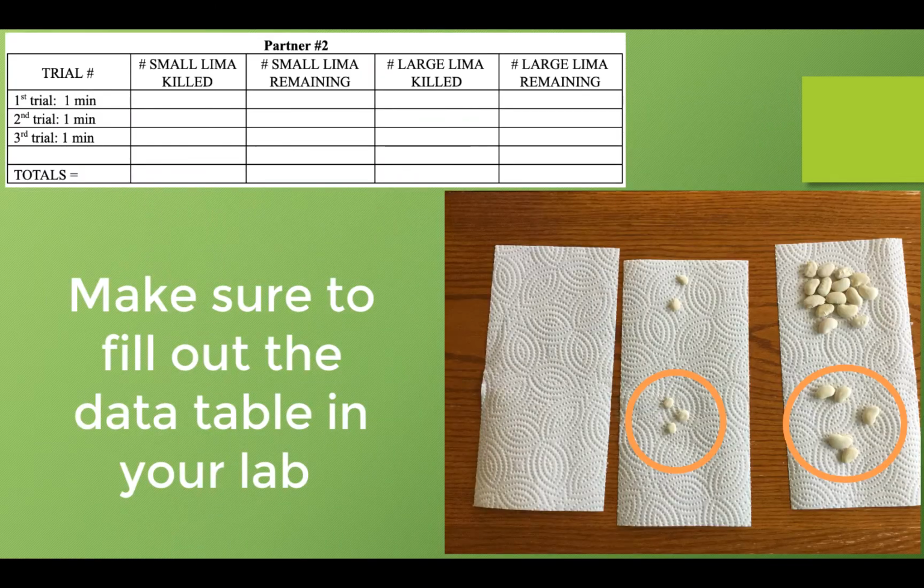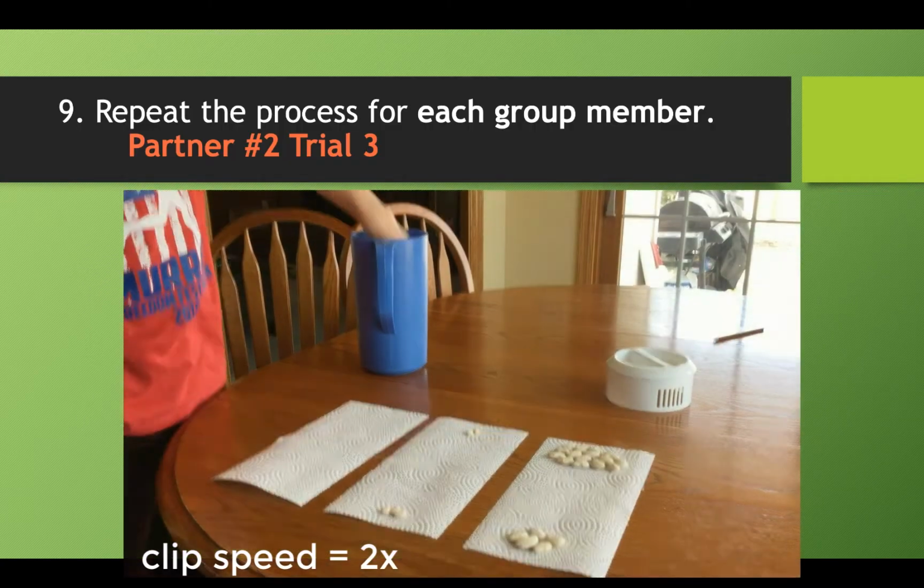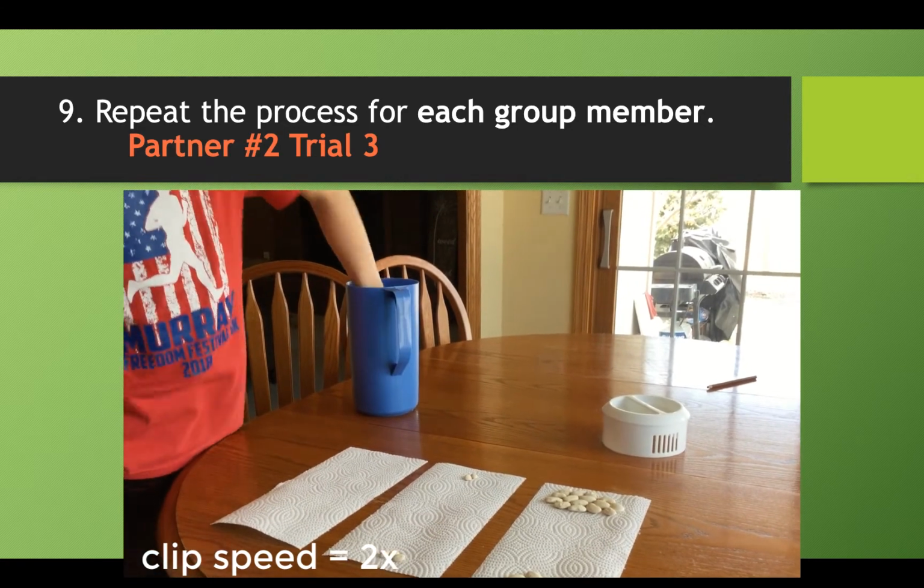All right, I circled the lima beans that were killed during the second trial. You can add that data to your data table. Remember, we started with 30 small lima beans and 30 large lima beans when you're trying to figure out how many are remaining. Trial number 3 for the final minute.